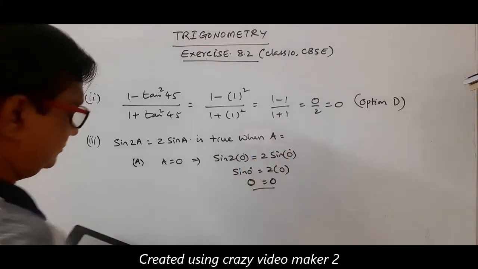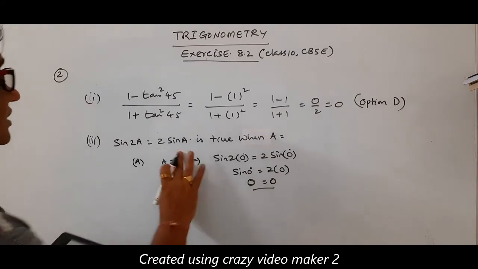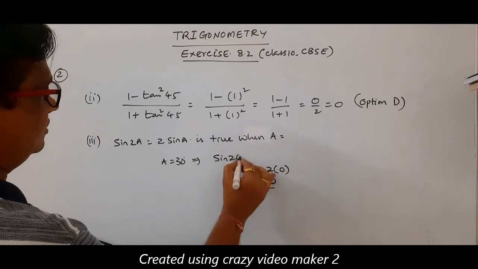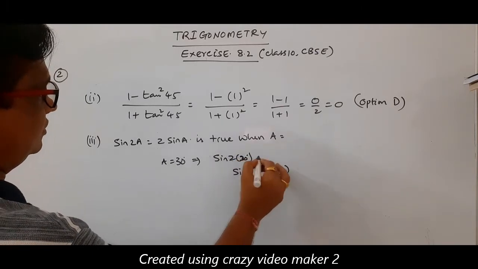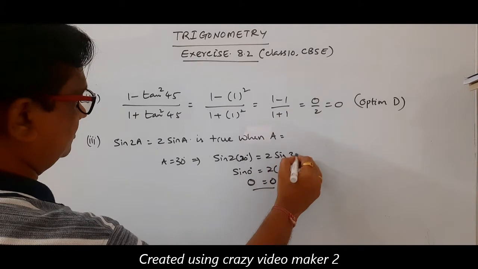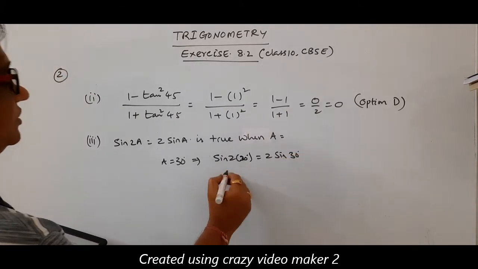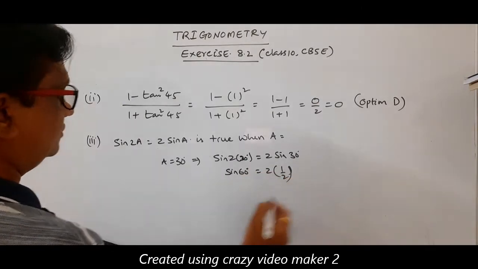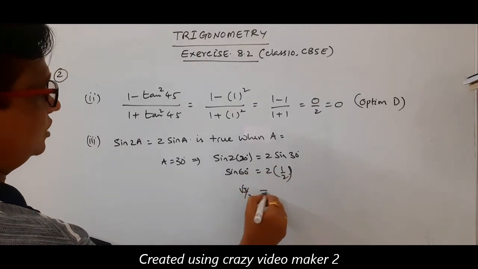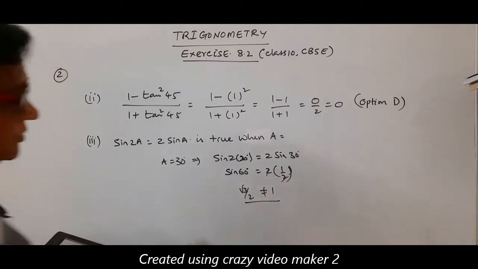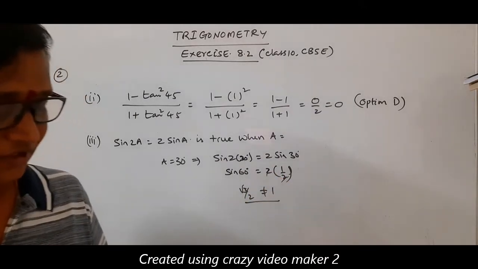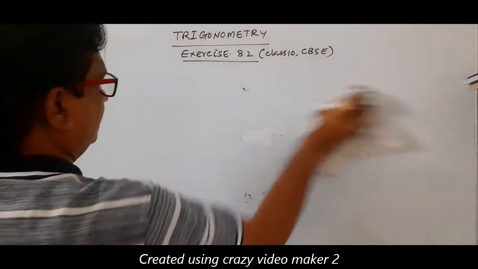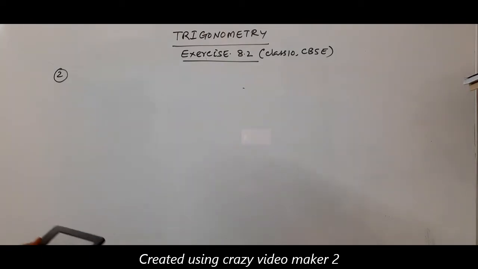So this is the option A, which is correct. Suppose if you are putting sin 30 here, for example, here 30 will be there, so 2 sin 30. Now 2 into 30 means sin 60. Here 2 into half. Sin 60 means root 3 by 2, not equal to 1. So option B is failed. Same as option C also failed. That's why the answer is A. Third question is over.